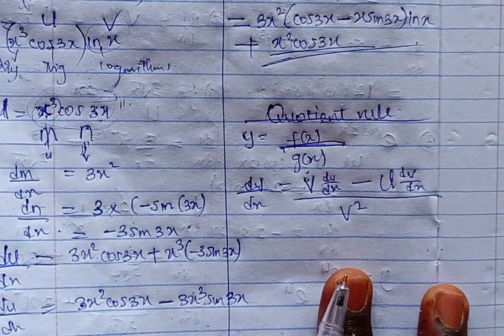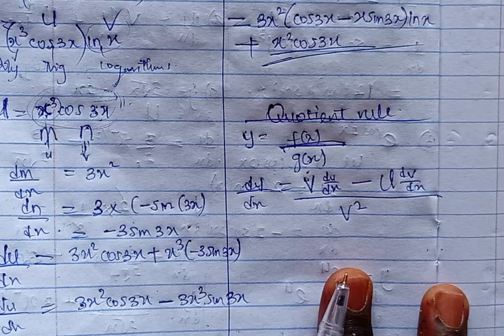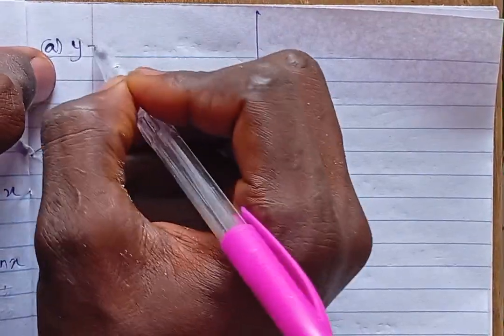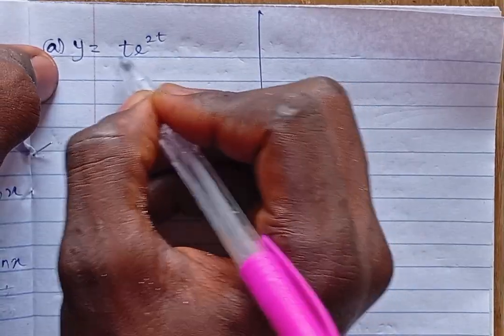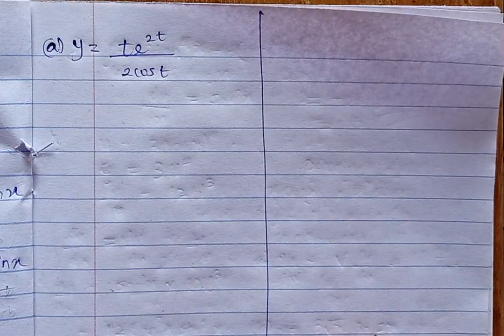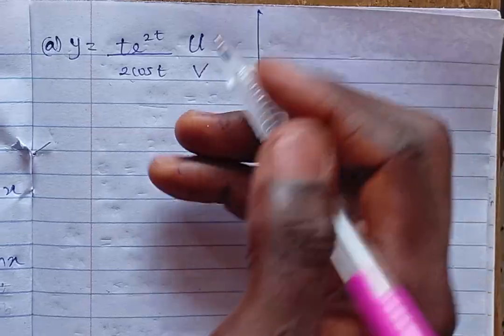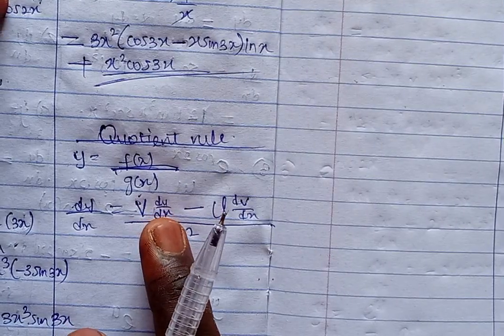How will you know? I already explained. They will come in the form of a fraction. Okay, now let's start solving questions on that one too. Let our first question be y is equal to t e raised to power 2 all over 2 cos t. How will I differentiate this one? You should know that the numerator will always serve as your u and the denominator as your phi. Okay, now from your formula, you should know that you must get your du ds and d phi ds before you can solve any question.